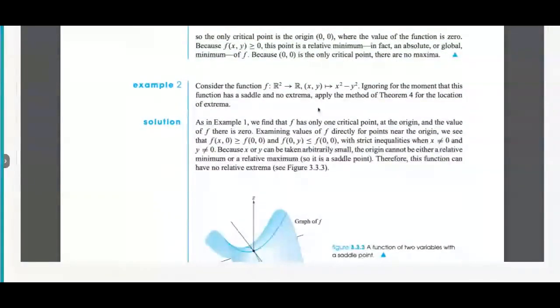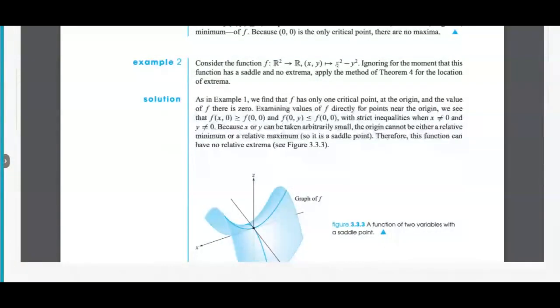Let's see example 2. This one is defined as x squared minus y squared. Right? If we find partial f partial x, we get 2x. For partial f partial y, we get negative 2y. Right? We set 2x to be 0 and negative 2y to be 0. We also get (0, 0) to be the critical point.